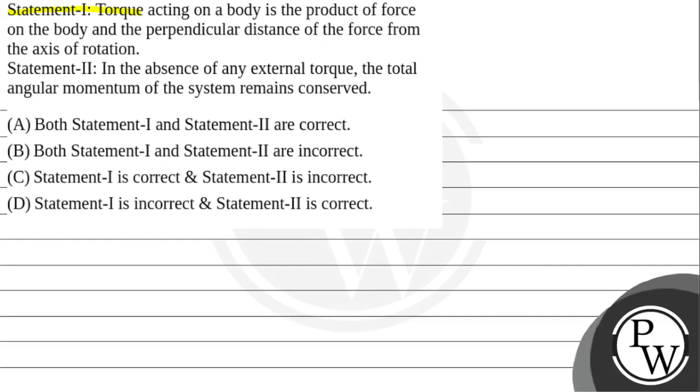Statement 1. Torque acting on a body is the product of force on the body and the perpendicular distance of the force from the axis of rotation. Statement 2. In the absence of any external torque, the total angular momentum of the system remains conserved. Option A. Both statement 1 and statement 2 are correct. Option B. Both statement 1 and statement 2 are incorrect. Option C. Statement 1 is correct and statement 2 is incorrect. Option D. Statement 1 is incorrect and statement 2 is correct.